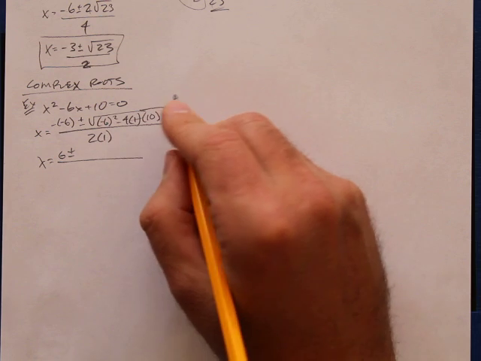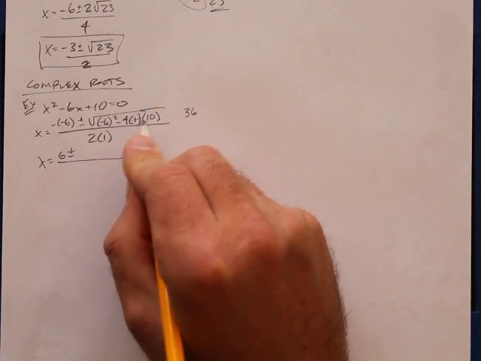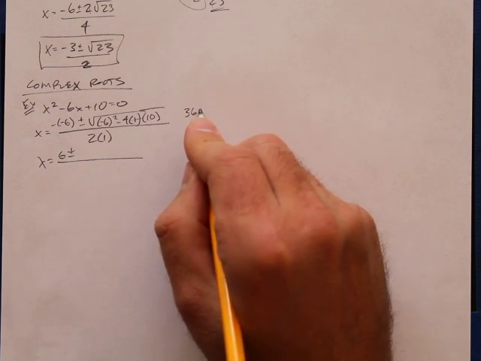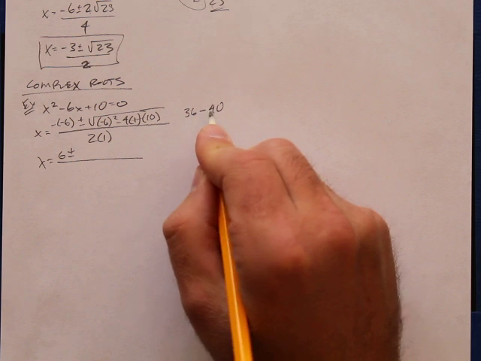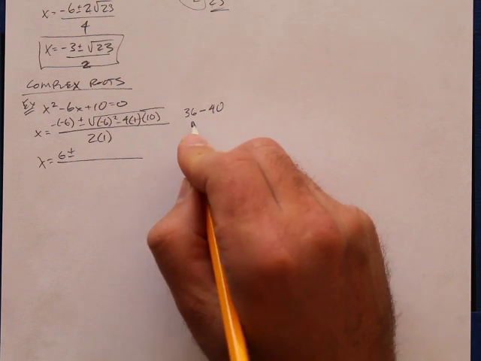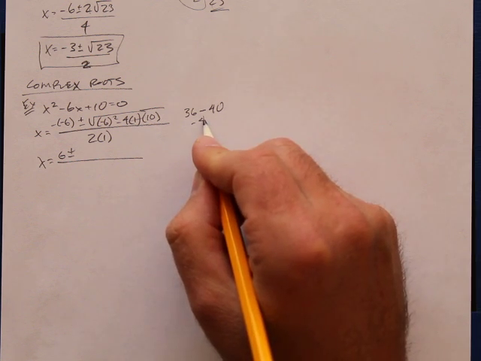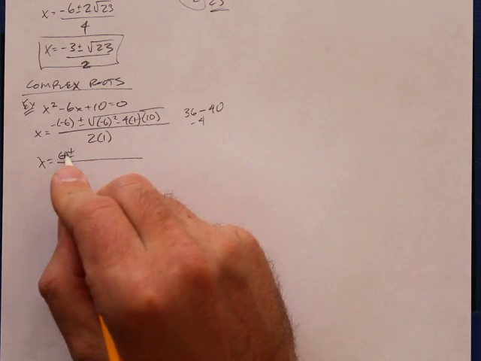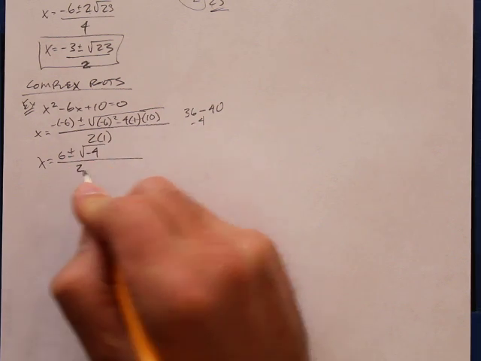-6 times -6 is 36. Minus, this is all positive, so I'm going to keep the minus, 4 times 10, which is 40. 36 minus 40 is -4. And so I have x equals 6 plus or minus the square root of -4, over 2.